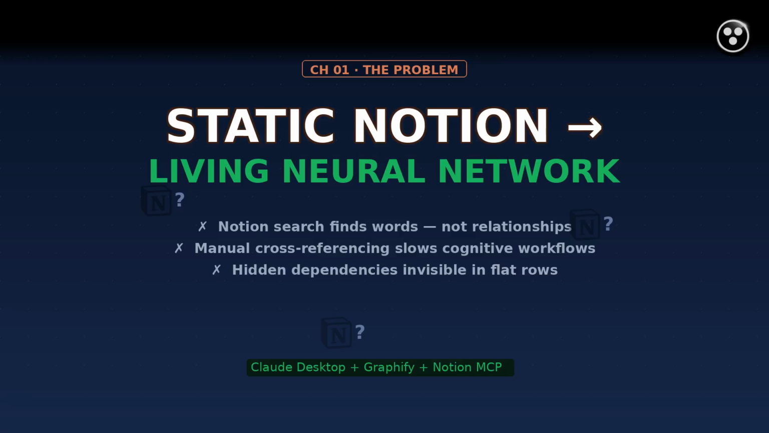Your Notion workspace is where data goes to die. In static rows. In forgotten tables. You search for a project. You find fragments. Nothing connects. You cross-reference manually. You miss the hidden dependencies. You miss the relationships that actually matter.